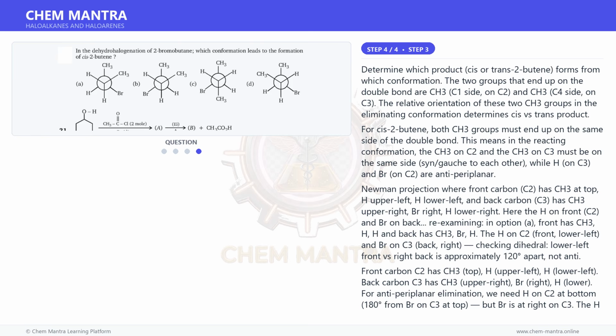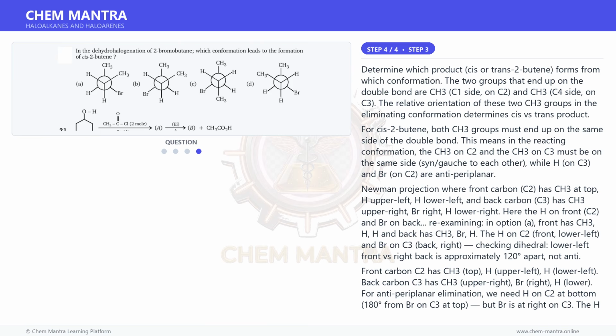The H on C2, front, lower left, and Br on C3, back, right, checking dihedral, lower left front versus right back is approximately 120 degrees apart, not anti. Front carbon C2 has CH3, top, H, upper left, H, lower left. Back carbon C3 has CH3, upper right, Br, right, H, lower. For antiperiplanar elimination, we need H on C2 at bottom, 180 degrees from Br on C3 at top, but Br is at right on C3.